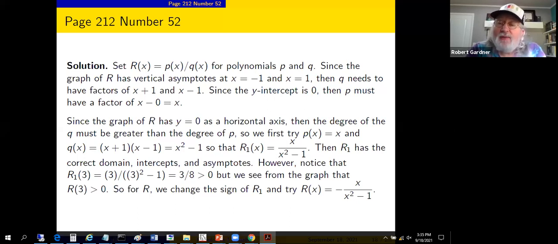That'll change the above and below the x-axis stuff. So let's try that for r. So you can see how we did it in steps. First, using the asymptote information, we produce this function with its asymptotes and intercepts. And then effectively checking the above or below the x-axis stuff, the positive negative stuff. And we were wrong about that. So we'll change it.